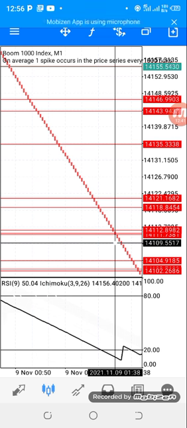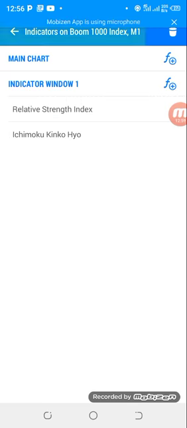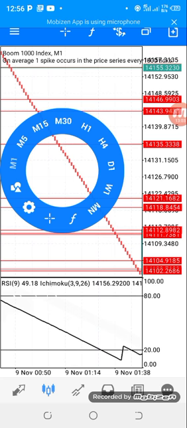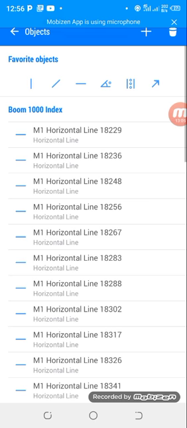Now the third step you will do is count 10 candles. After the first and second conditions have been met, you count 10 candles. After 10 candles, you trigger your signal. After 10 candles, you do what? You trigger your buy signal.